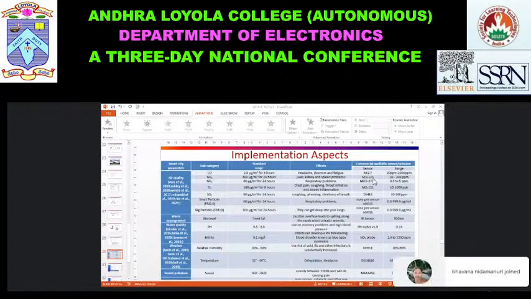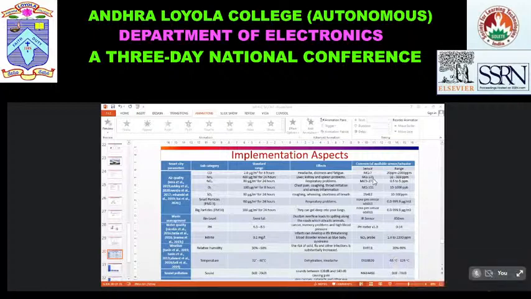Now, for my implementation of the smart city application, the smart city parameters, first we started with air quality. In air quality, we consider carbon monoxide, NH3, nitrogen dioxide, and SO2, and these are the critical ranges of these gases.